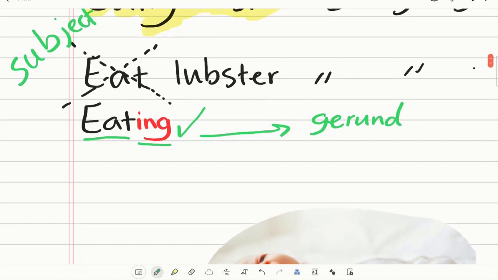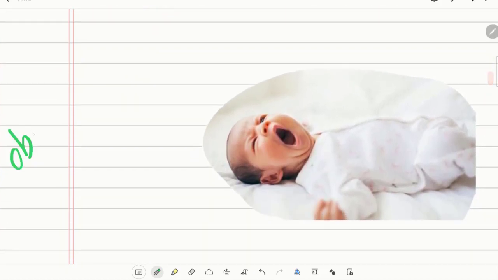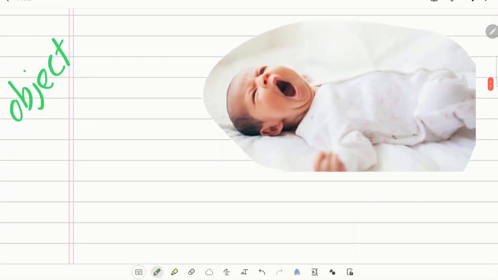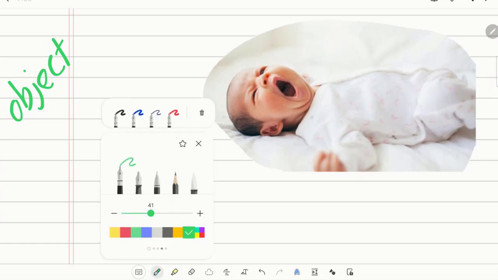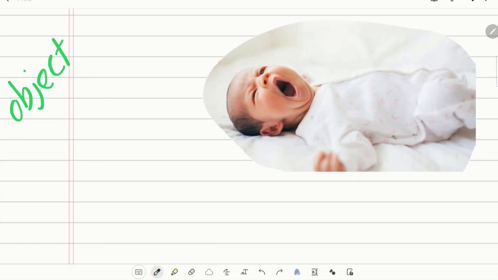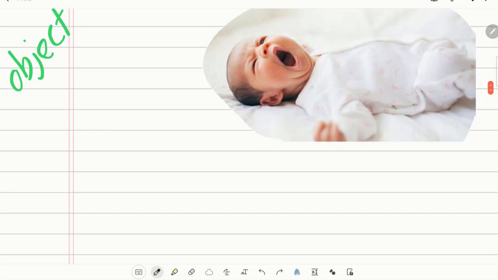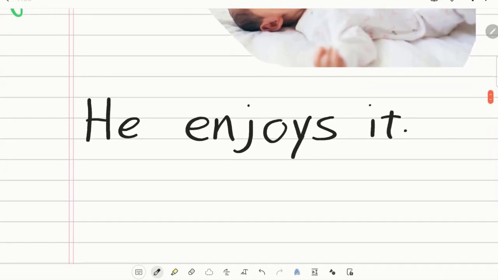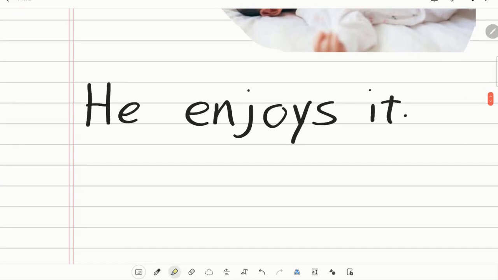Another way of using a gerund is when it is used as an object in a sentence. What does it mean? Take a look at this cute baby. So, if you ask me, I would say that he enjoys it. So, he enjoys it.